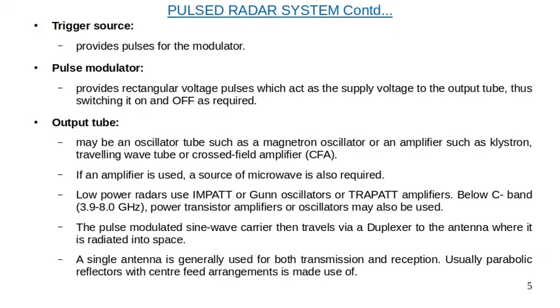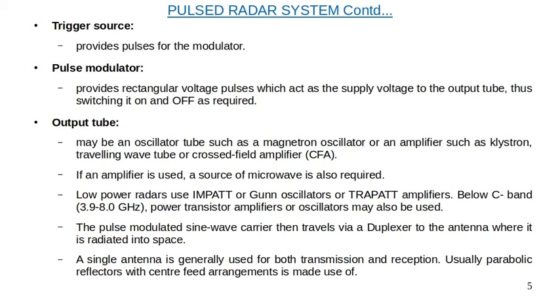First, consider the trigger source. This trigger source provides pulses for the modulator. Then consider the pulse modulator. This pulse modulator provides rectangular voltage pulses which act as the supply voltage to the output tube, thus switching it on and off as required. Next, consider the output tube. The output tube may be an oscillator tube such as a magnetron oscillator, or an amplifier such as klystron, traveling wave tube, or crossed field amplifier.